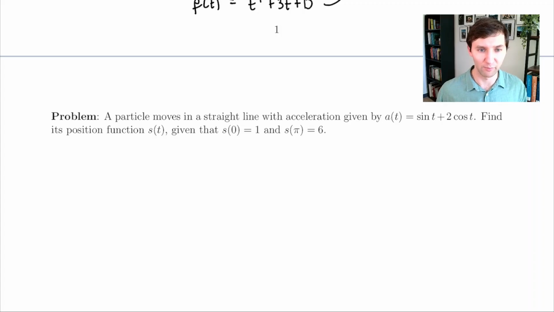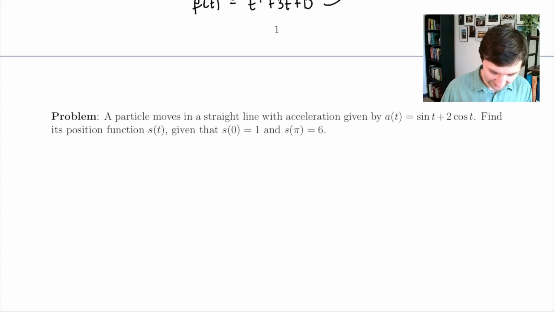Let's try one more problem. This time we are told that the particle moves in a straight line with acceleration given by this formula, and we must find its position function s of t, given that s of 0 is 1 and s of pi is 6. If you would like to try this on your own, stop the video now.